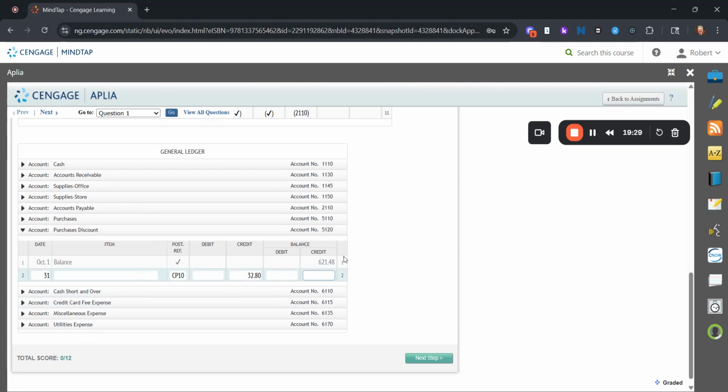So the balance before that was a credit, so we'll add these two together. 621.48 plus 32.80, 654.28 for the new credit balance. Then we have our account number 5120.